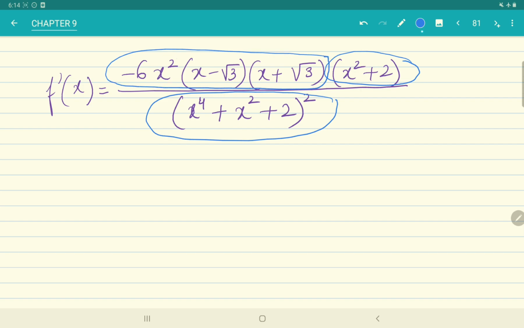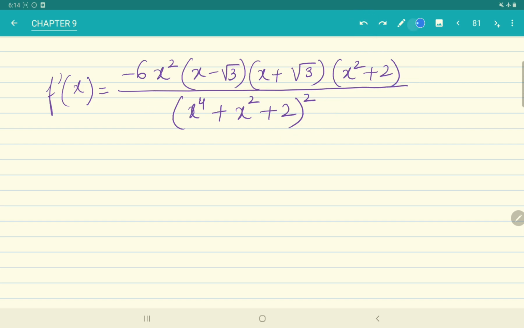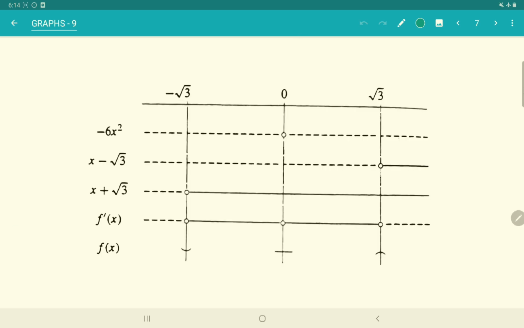So first I take up minus 6x squared, then I take up this, and then I take up this, and then I take their product, and that's how I study the sign variation of f prime x with the help of a sign diagram. So this is the sign diagram I have, and if you can recall, I had to study minus 6x squared, x minus root 3, x plus root 3. That's how I would like to study the sign variation of f prime x.